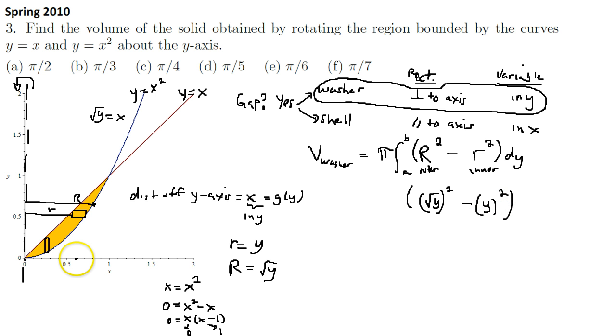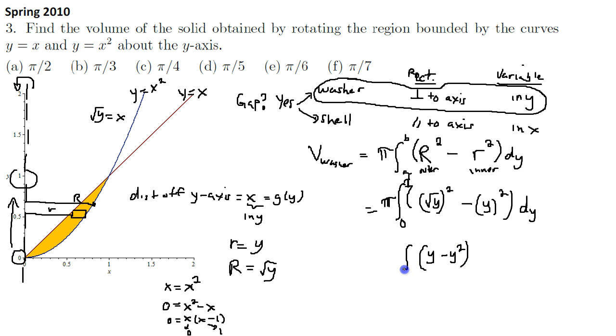From what to what? This thing starts at a low point of 0 and you're done at a high point of 1. You're going to move this thing vertically upward. So those are your limits of integration, 0 and 1. And you have pi on the outside. And this is a dy integral. Square to square root, just get y. And so y minus y squared from 0 to 1 works out really well.